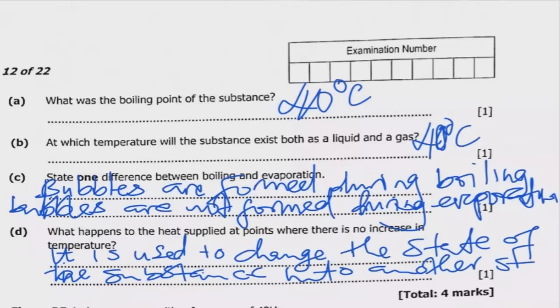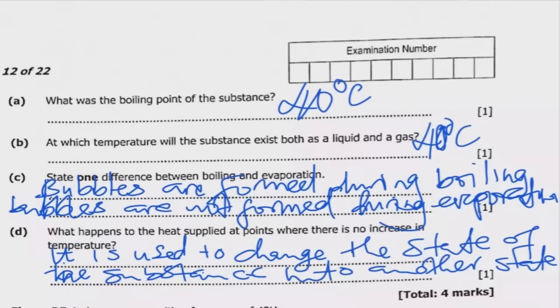For instance, at BC, when the substance was a solid, the temperature didn't rise because the heat was used to change the substance from solid into liquid. At DE, when the substance was changing from liquid to gas, the heat was used to change the substance from liquid into a gas. So there is no change in temperature because the heat is used to change the state of the substance into another state of matter. So that is the explanation.